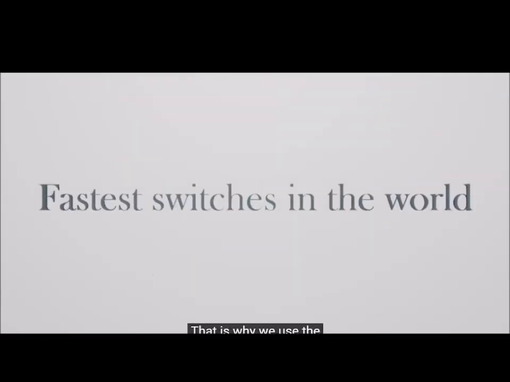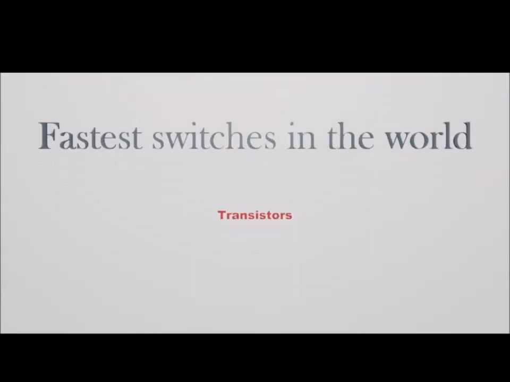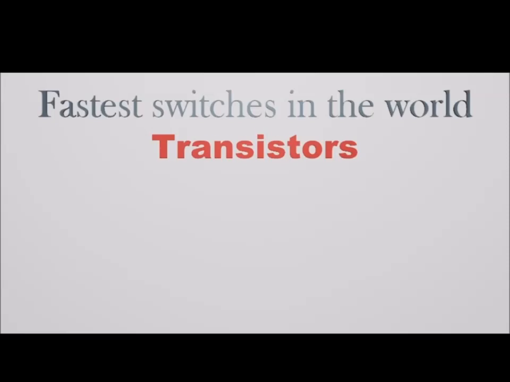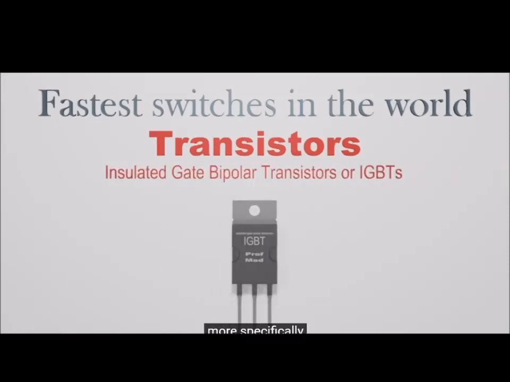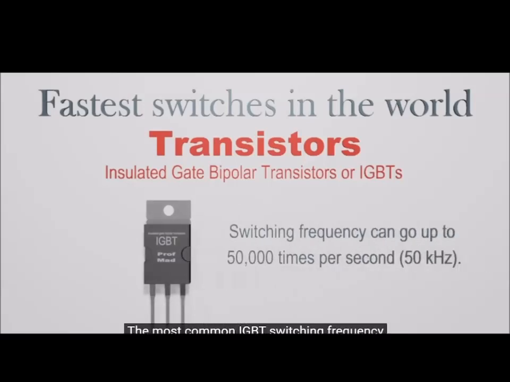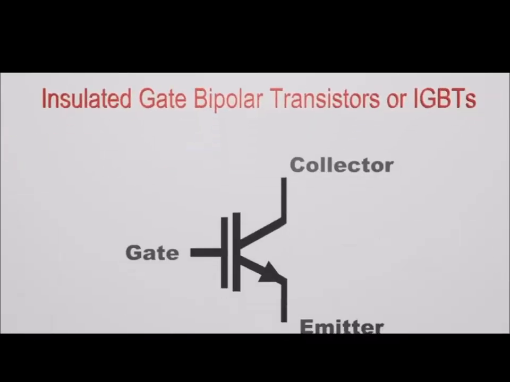That is why we use the fastest switches in the world, transistors. We can use transistors, more specifically, insulated gate bipolar transistors or IGBTs. The most common IGBT switching frequency ranges from 20 to 50 kHz. An IGBT is a 3-terminal power semiconductor device primarily used as an electronic switch. An IGBT can be switched on and off by activating and deactivating the gate.